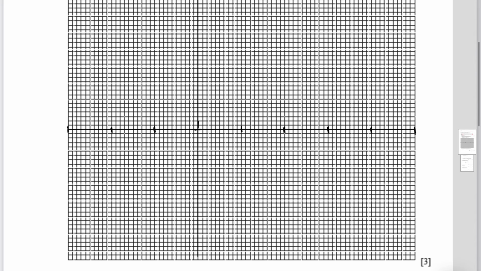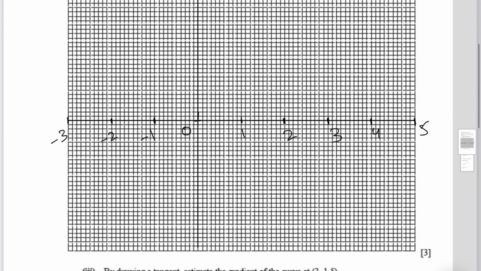So let's label them. If this is 0, this means this is 1, this is 2, this is 3, this is 4, this is 5. Okay, then we have minus 1, minus 2 and minus 3 over here. Perfect. Let's do the same for the y-axis.